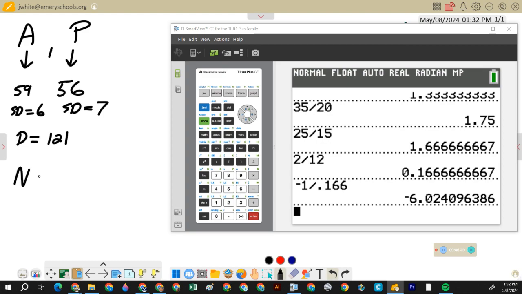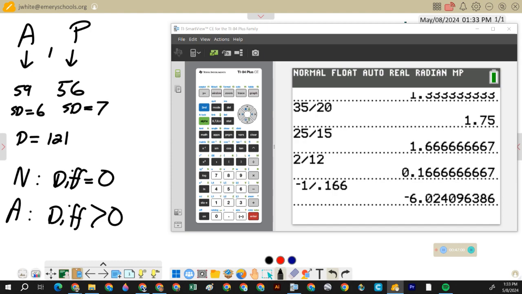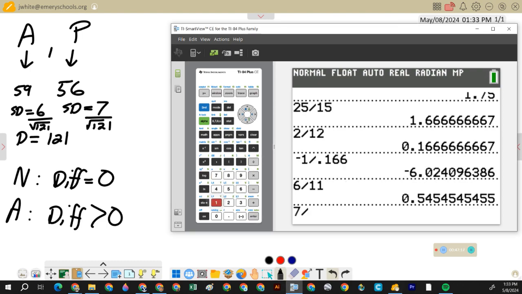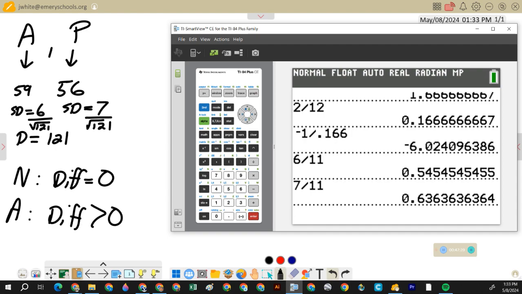So my null is going to say that the difference is equal to 0. And my alternative is going to say that the difference is greater than 0. Is this going to be a one-tailed or a two-tailed test? One-tailed, because I wanted to know, is my drug better than a placebo? All right. So I need SEs. So I divide this by the square root of 121 and divide this by the square root of 121. So 6 over 11 and 7 over 11. Okay. Now what?